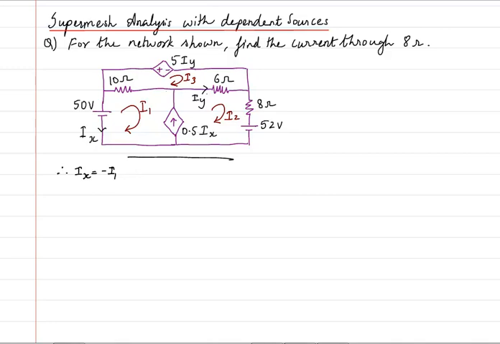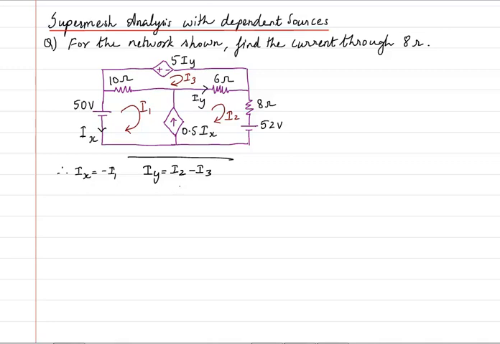Next, what is Iy? Iy is basically flowing in this direction. So it should be I2 minus I3, isn't it? It should be I2 minus I3. So that part I will write as Iy is going to be I2 minus I3. So now we are set.